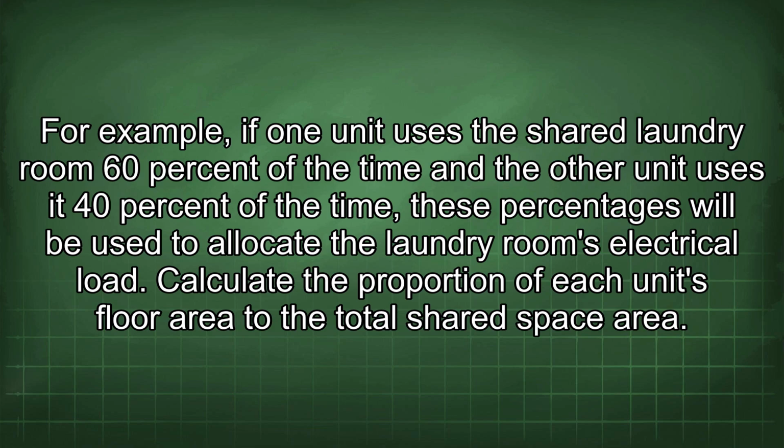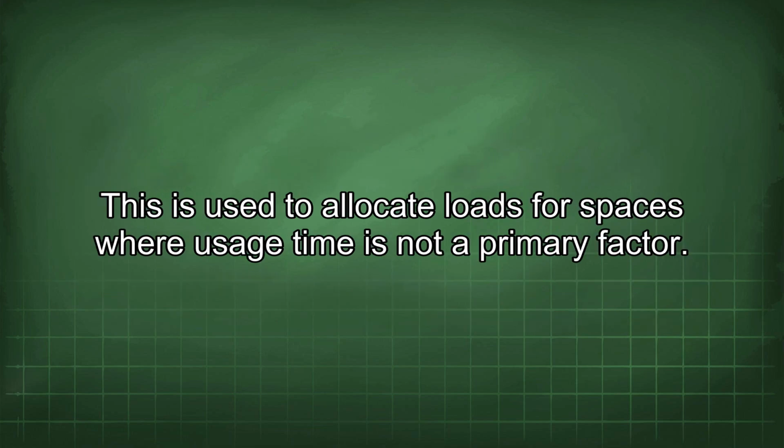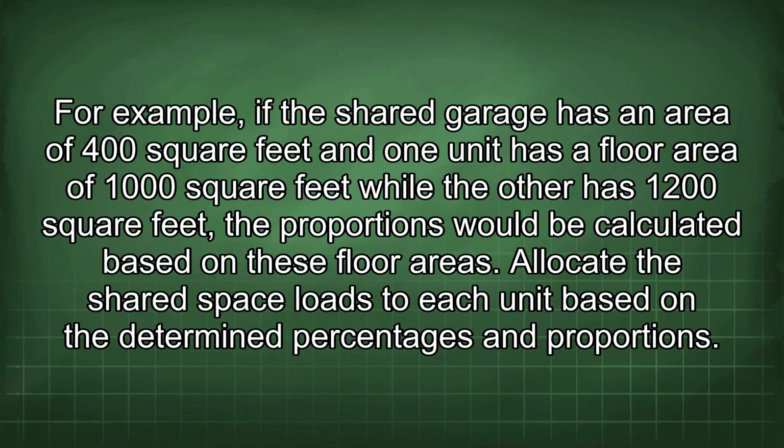Calculate the proportion of each unit's floor area to the total shared space area. This is used to allocate loads for spaces where usage time is not a primary factor. For example, if the shared garage has an area of 400 square feet and one unit has a floor area of 1000 square feet while the other has 1200 square feet, the proportions would be calculated based on these floor areas. Allocate the shared space loads to each unit based on the determined percentages and proportions.